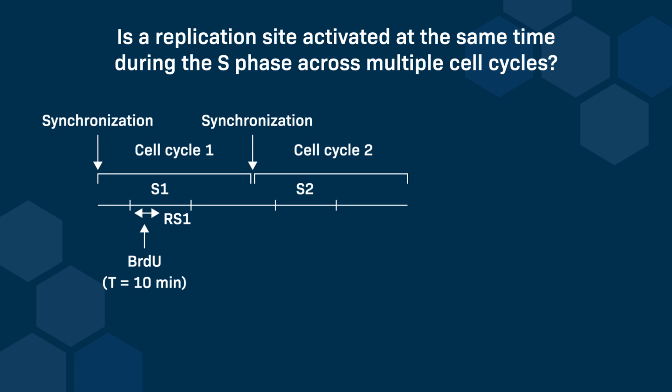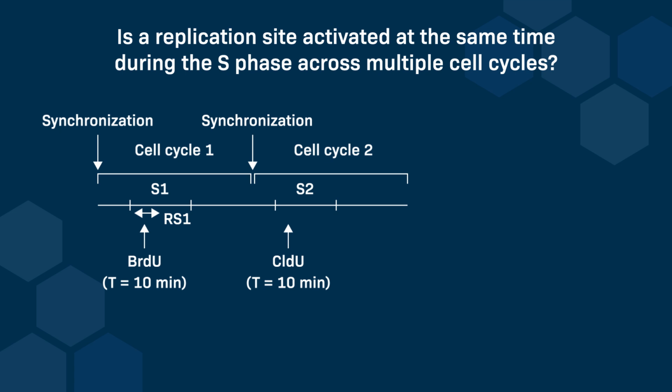10 minutes after the start of the second S phase, instead of a BRDU pulse, a CLDU pulse is applied, followed by another 10-hour chase period. After the second chase, the cells are fixed, permeabilized, and stained with antibodies specific to BRDU, labeled with a green fluorescent molecule, and CLDU, labeled with a red fluorescent molecule.